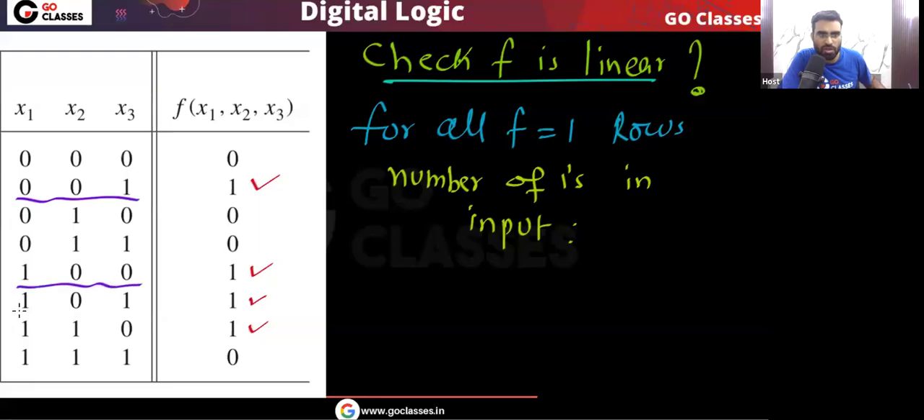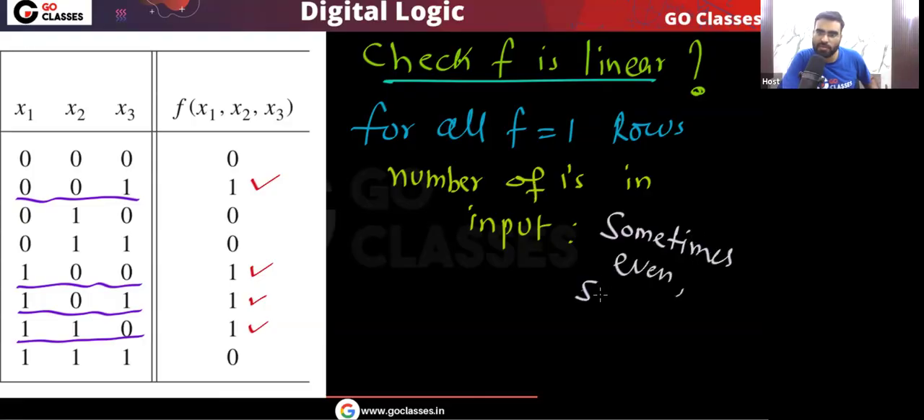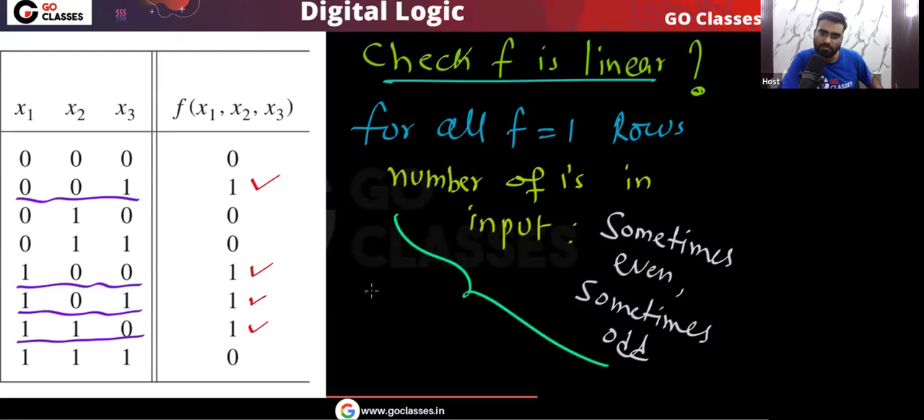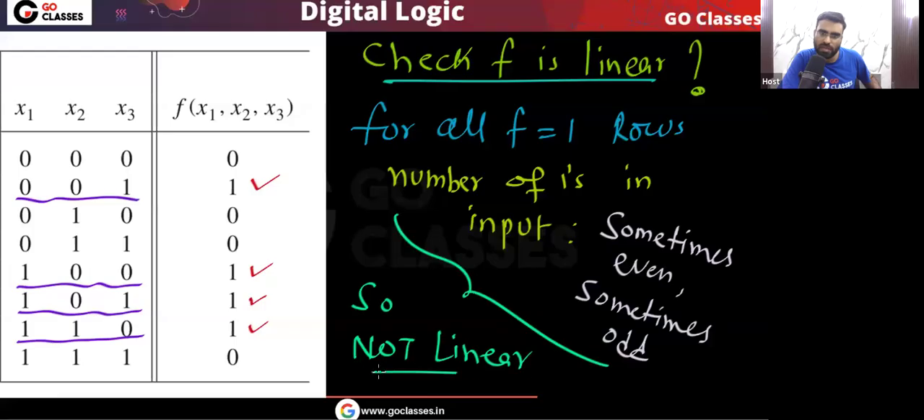Here number of ones is odd. Here number of ones is even. Here even. So sometimes even, sometimes odd. Yes or no? Correct? So this is not linear. Okay, so this is not linear. Is this clear? Please tell me. So not linear. Just apply the definition of linear function.